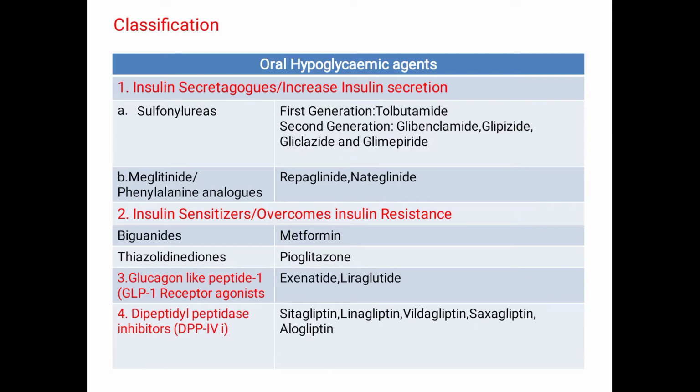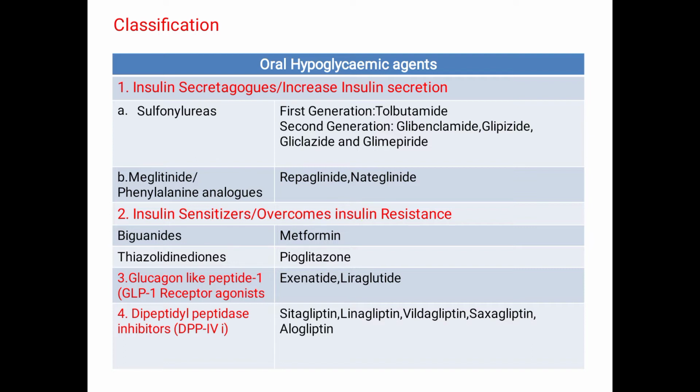Now let us see the classification. The first classification is insulin secretagogues, which means they enhance the production of insulin from the beta cell. You have to remember, for this type of drug, the pancreatic islet of Langerhans should be at least partially functioning. That is how it will release insulin. If it is not functioning, then insulin will not be released. So insulin secretagogues increase insulin secretion from the beta cell. We have two categories of drugs under this.